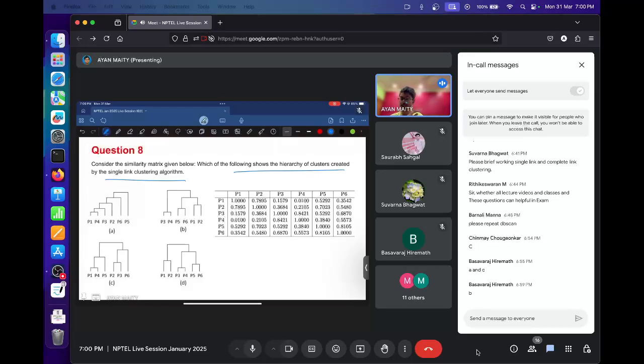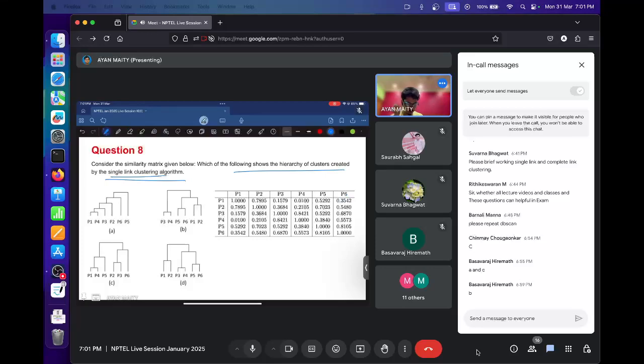This question would be slightly lengthy to solve, and it is also slightly more time consuming than the other questions. So I will show you the steps to solve this. You have to use the single link clustering algorithm, and these are the similarity values given in this similarity matrix. Initially each of these data points P1, P2, P3, P4, P5, P6 belongs to its own cluster. So there will be 6 clusters initially. Then at every step you merge the two most similar clusters.